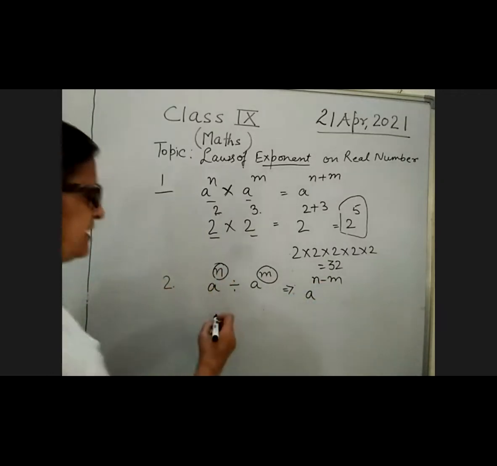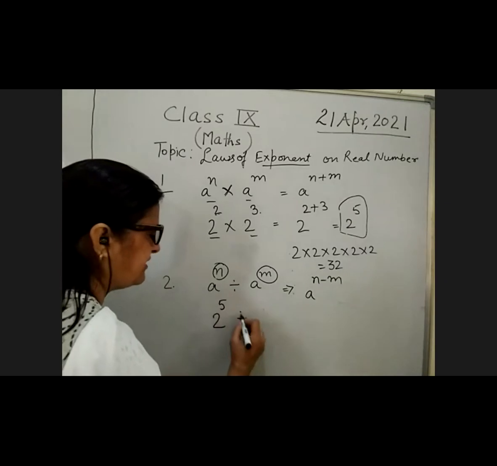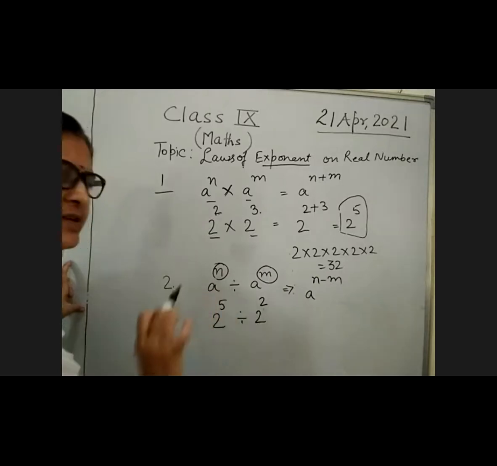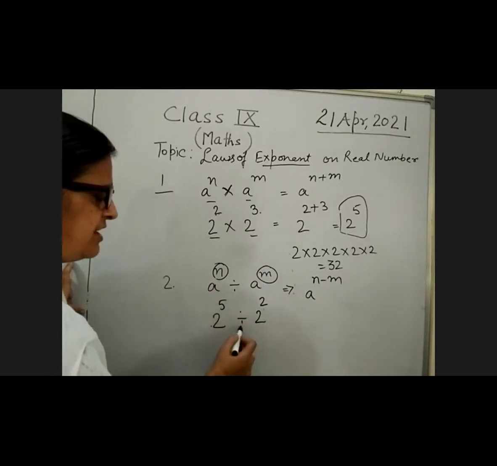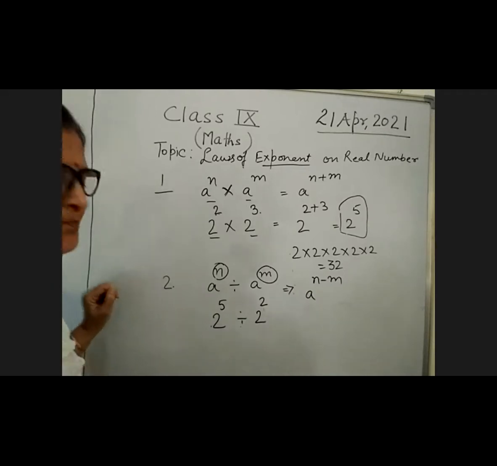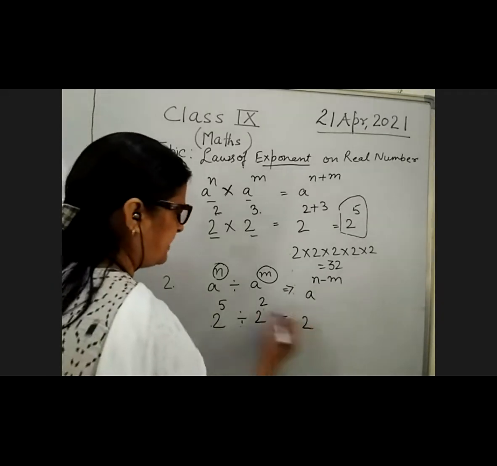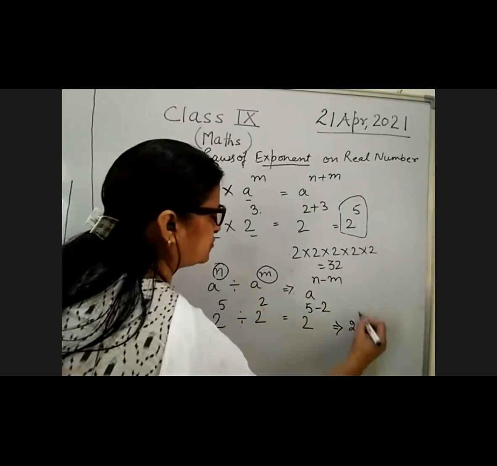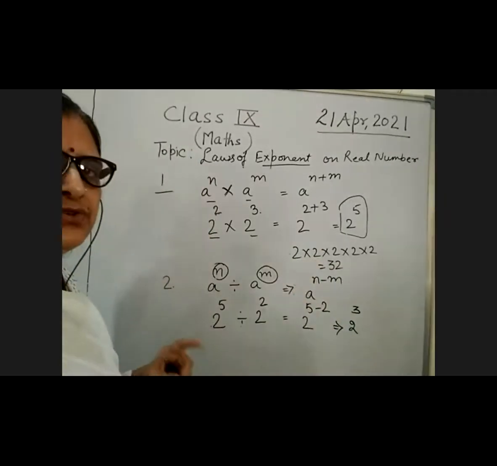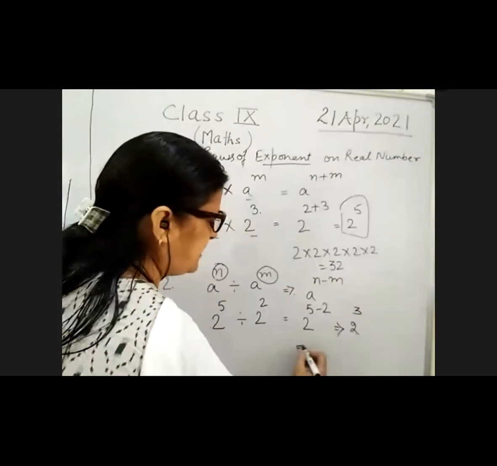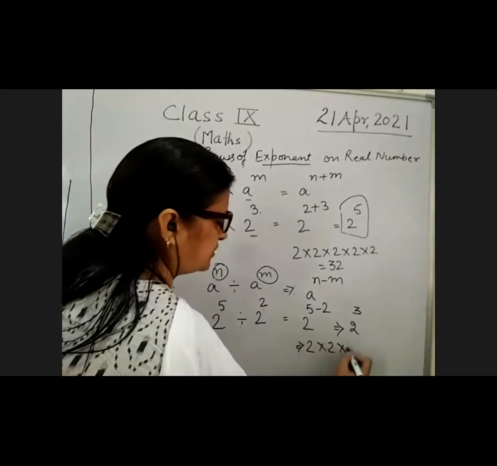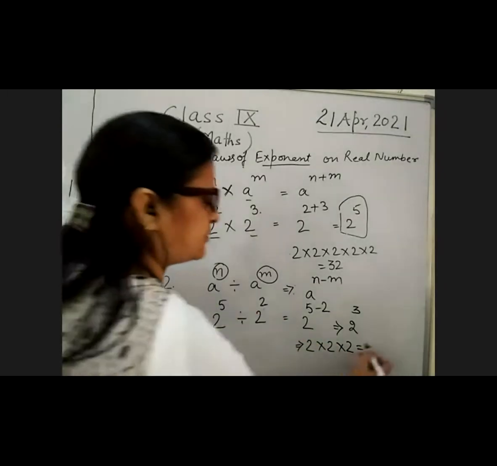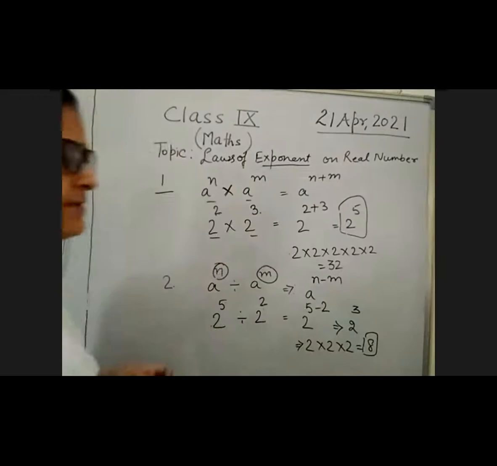I will take the example. 2 raised to the power 5 divided by 2 raised to the power 2. Here the bases are equal, so the powers are subtracted. Then your answer is 2 raised to the power 3. And you can write 2 raised to the power 3 as 2 into 2 into 2, 2 three times. Then it is equal to 8. This is your answer.